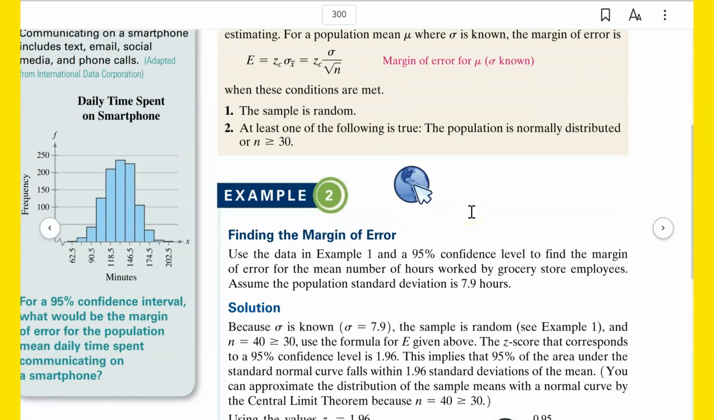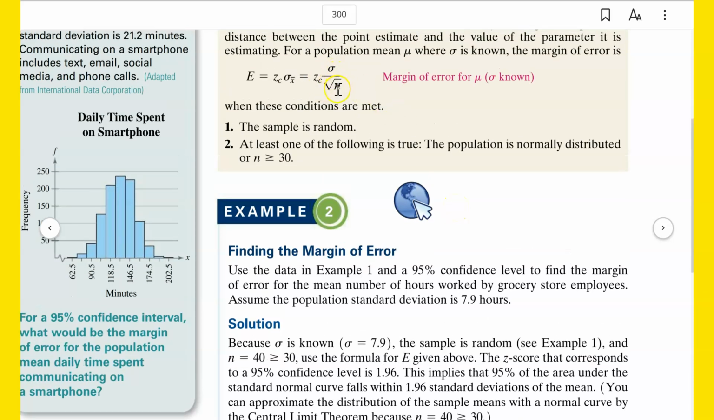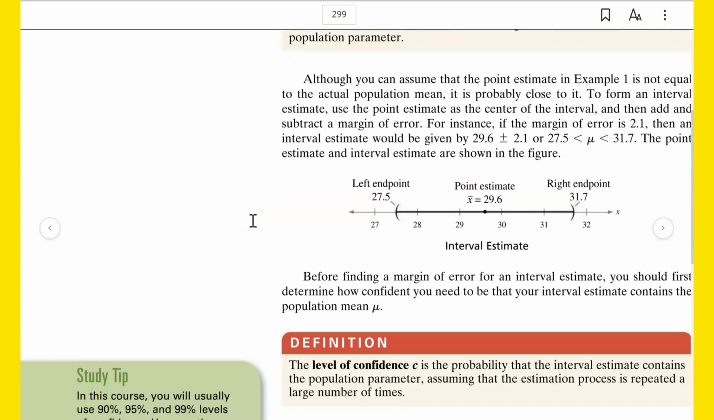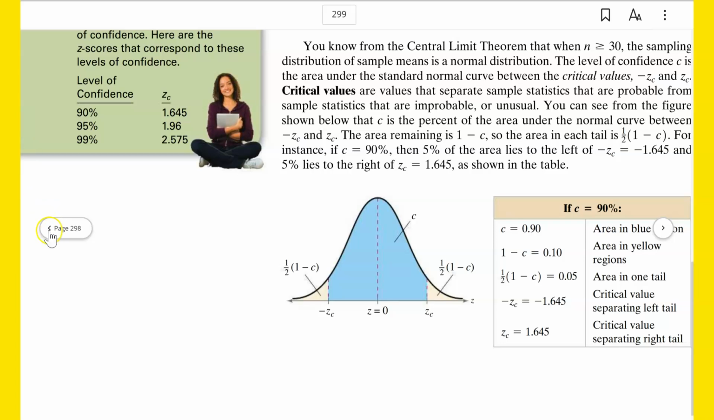All right, and then sigma, it tells me, is 7.9, so that's what sigma is, and n is however many we had in our sample. So I have to remember how many were in that sample. Let me go back a page and count how many were in the sample. I have to go back one more page.